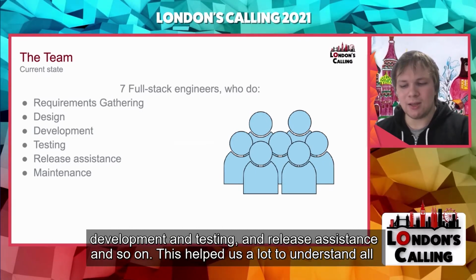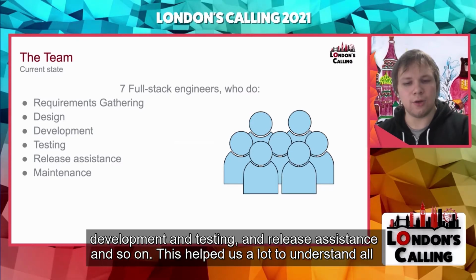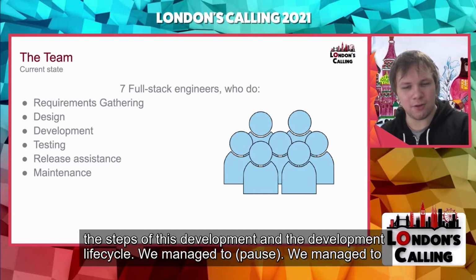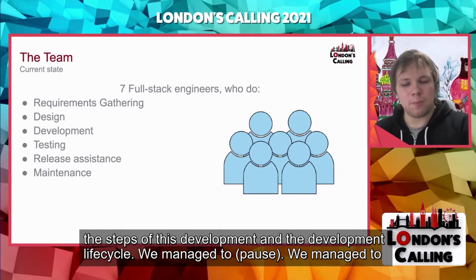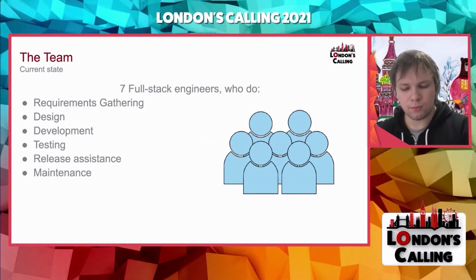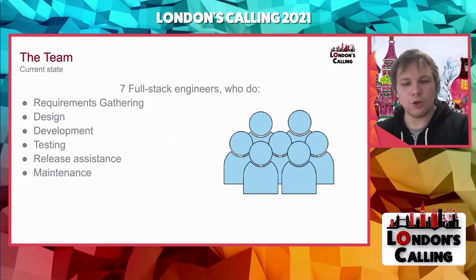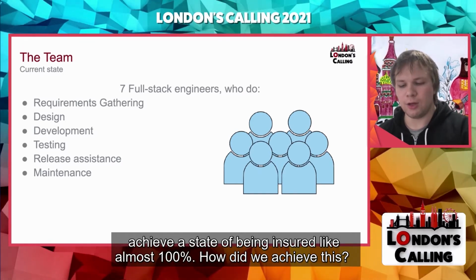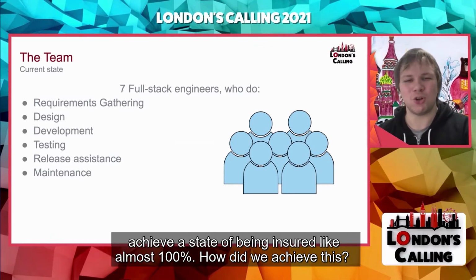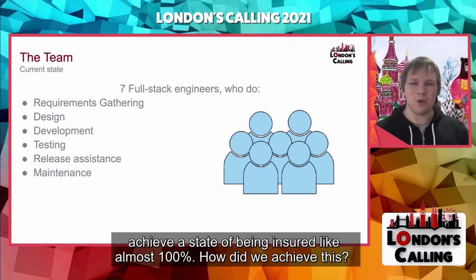This helped us a lot to understand all the steps of the software development lifecycle, and we managed to achieve a state of assurance, the state of being sure in our code, almost 100%. So how did we achieve this?